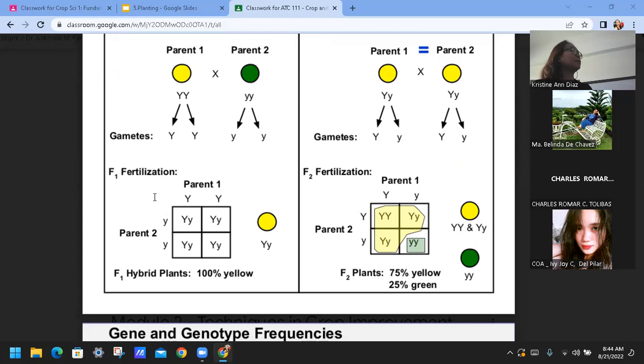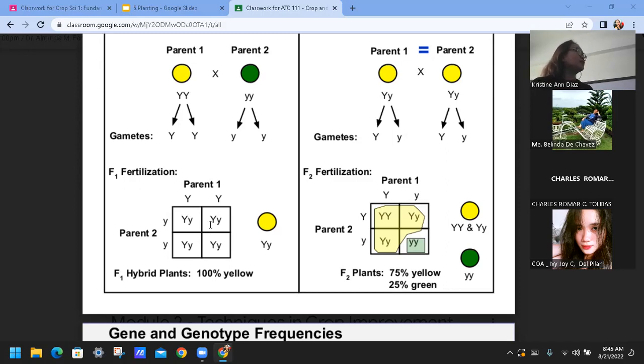When you pair them, the capital letter comes first, followed by the small letter. In the first column you pair Y, big Y and small y. And in the second column you pair small y and big Y. So big Y and small y, or dominant yellow and recessive green seed. Of course, whatever you write first should be the dominant or capital letter, and then the small letter.